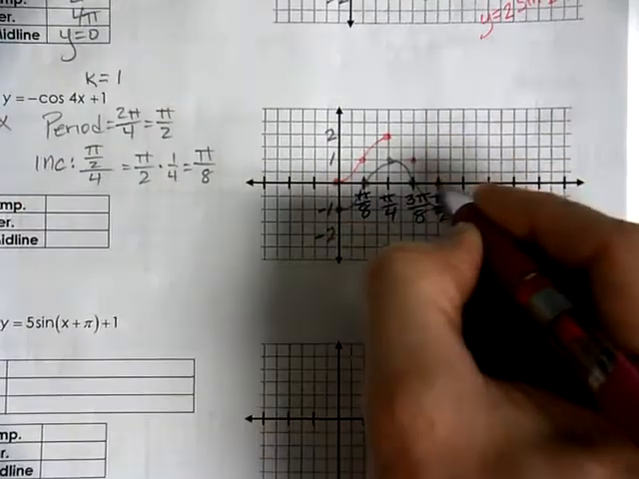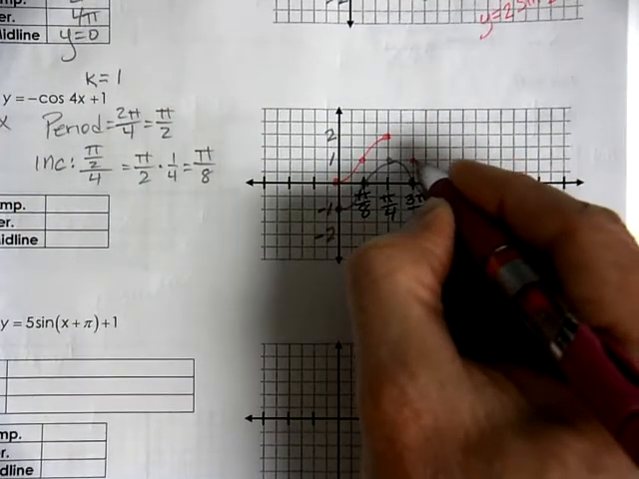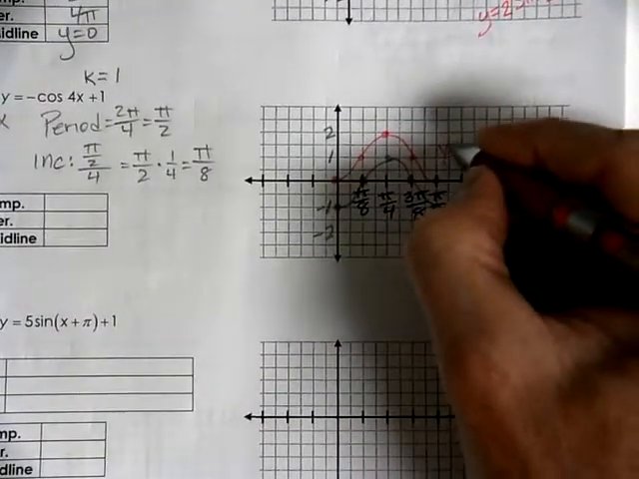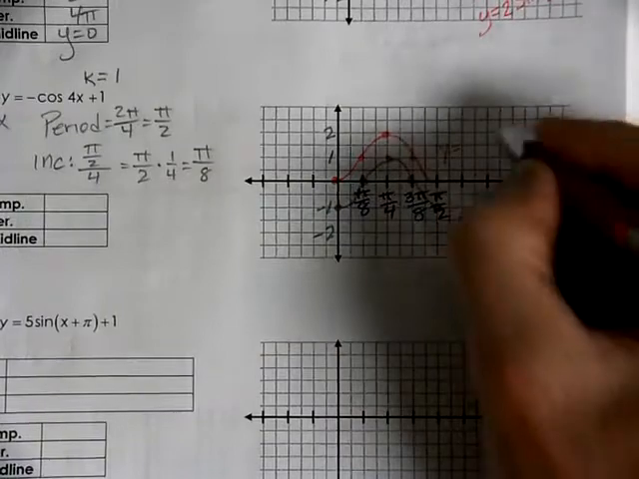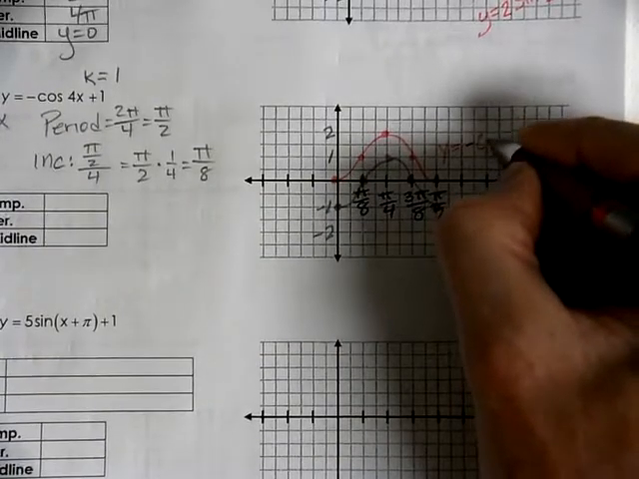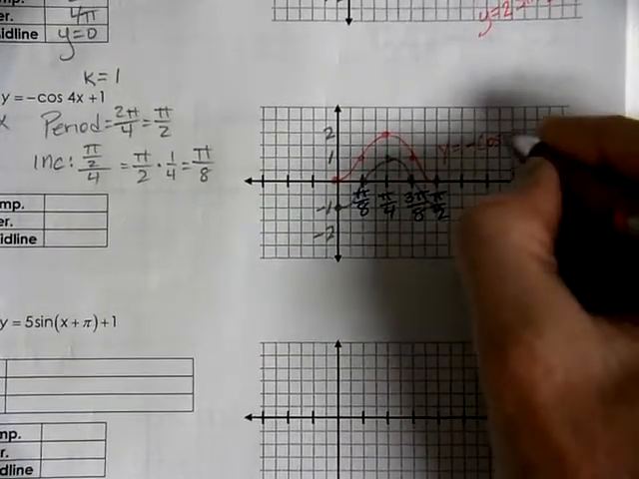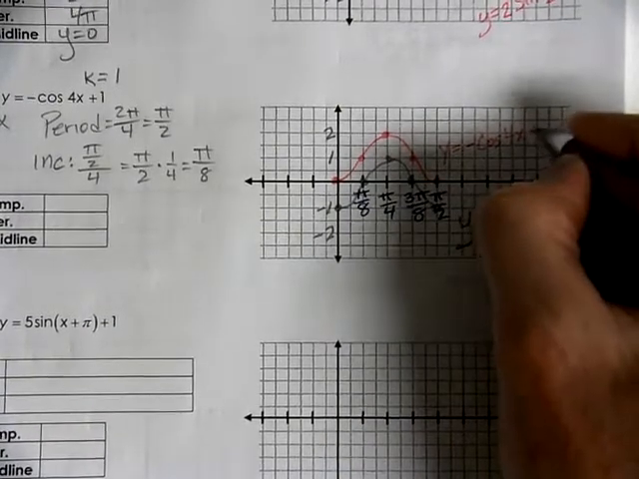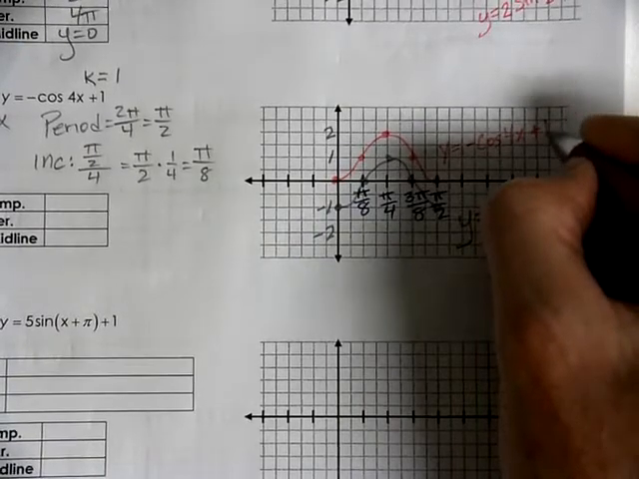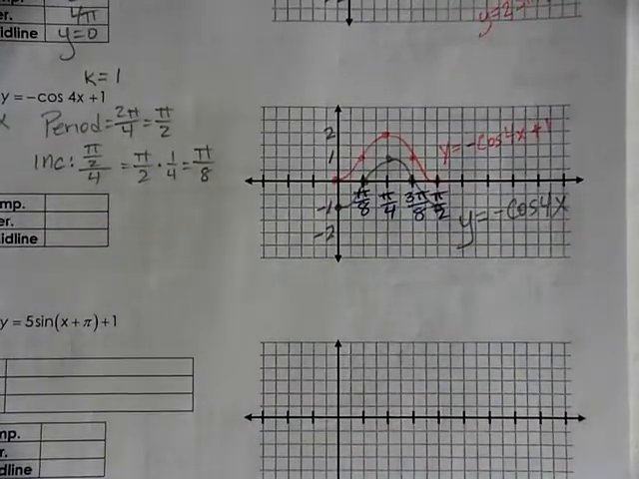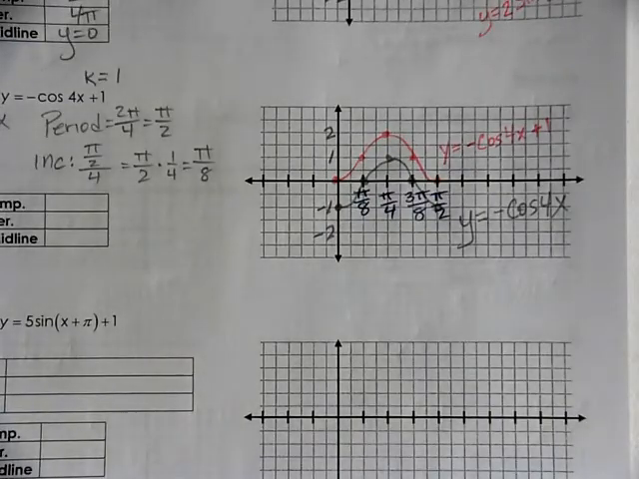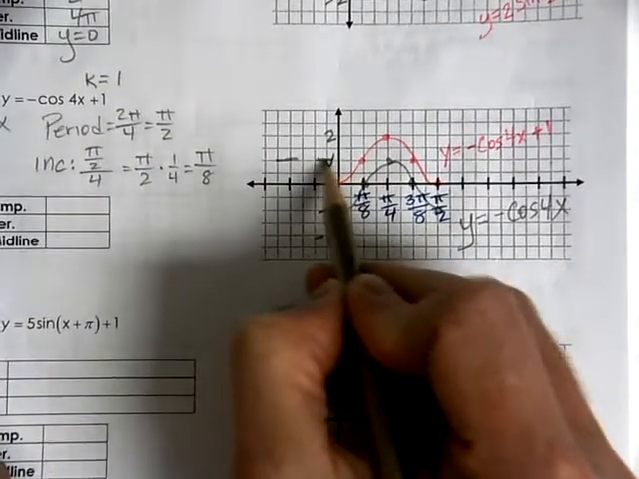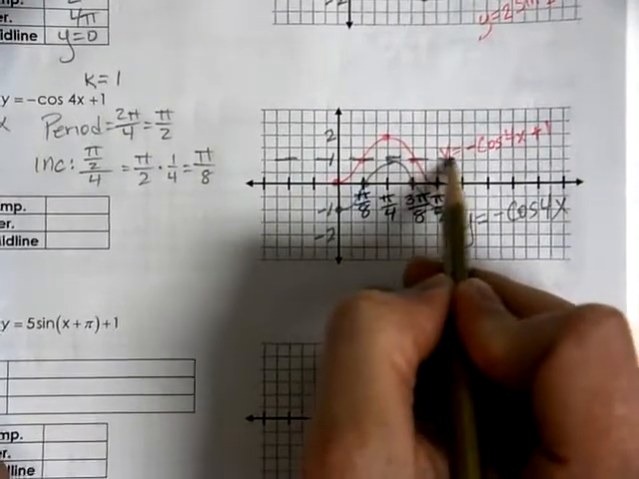Remember, when you draw it, try to draw it so it's not like shark teeth. Try to curve it through there. That's going to be y equals negative cosine of 4x. We don't use parentheses here. Plus 1. If there were parentheses, we would imply that the 1 would be the h value. And we should put our k value in there.